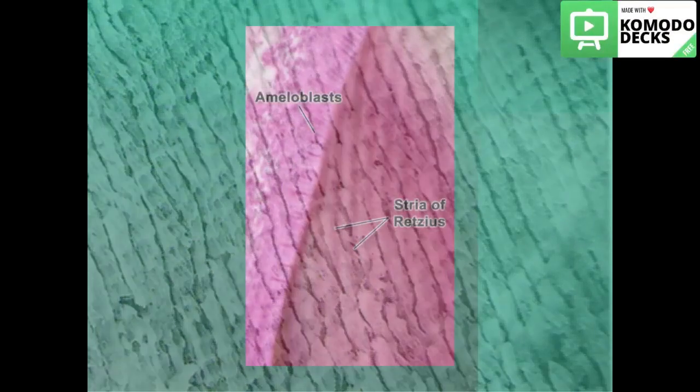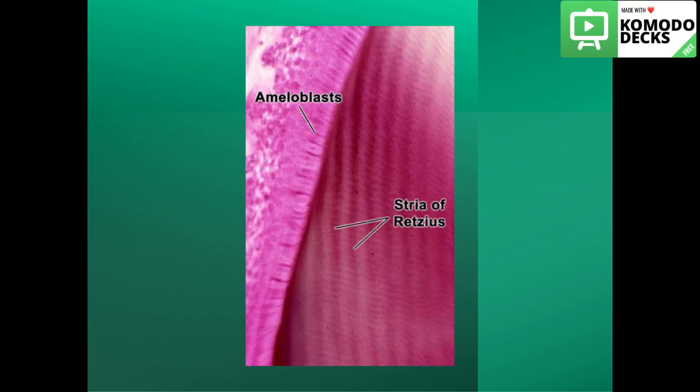And again, under higher magnification, as we can see, they are further apart from each other. Also, we discussed in the lecture how the distance between each two cross striations is different according to the location of the section. The striae of Retzius are the incremental lines that represent the almost weekly rhythm of enamel formation. They cross the enamel rods in an oblique direction. Each two striae of Retzius have 7 to 10 cross striations in between them.